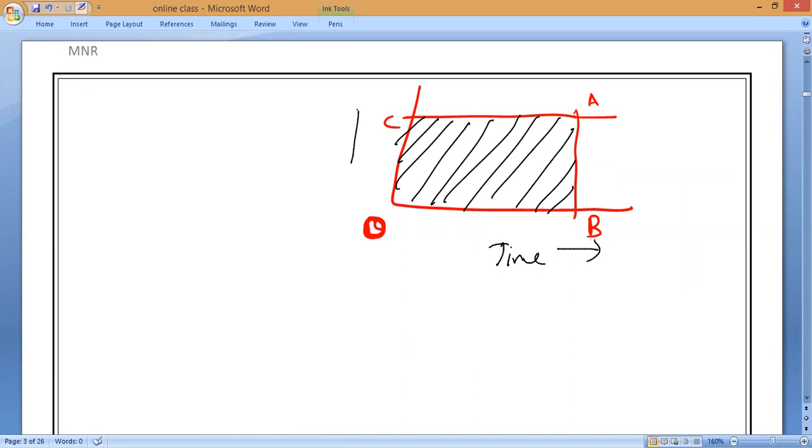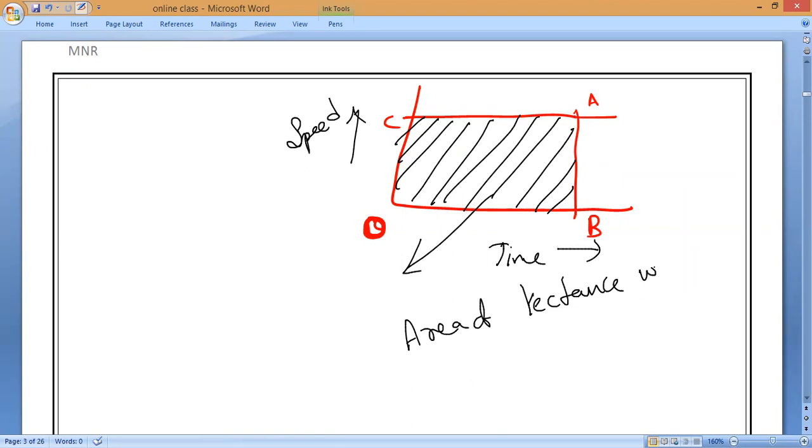So this is the time, and this is what we used to call speed. So this area of the rectangle, this is what you have to remember. Area of the rectangle will give you the distance covered by a body. Is it okay, everyone?